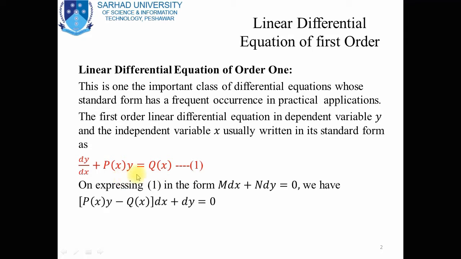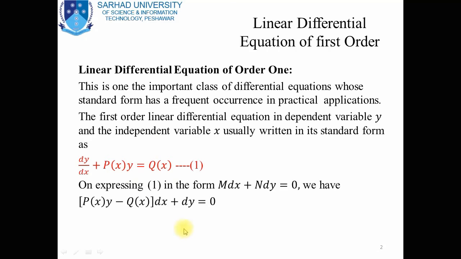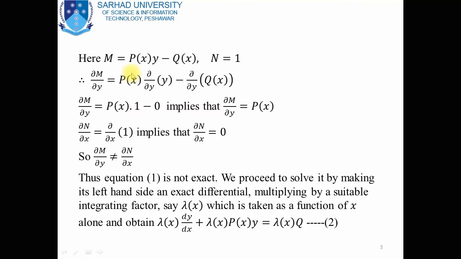On expressing equation number 1 in the form M dx + N dy = 0, where M is a function of x and y, N is also a function of x and y, we have (p(x)y - q(x)) dx + dy = 0. Now here in this equation the M term is equal to p(x)y - q(x) and N is equal to 1.